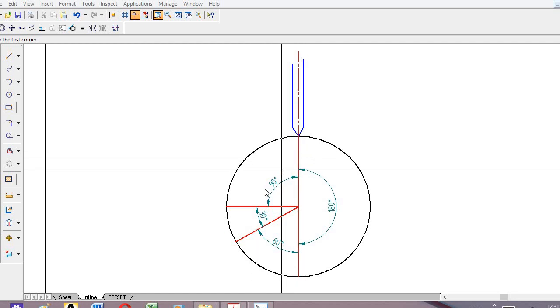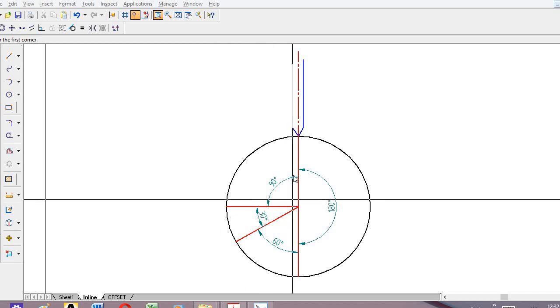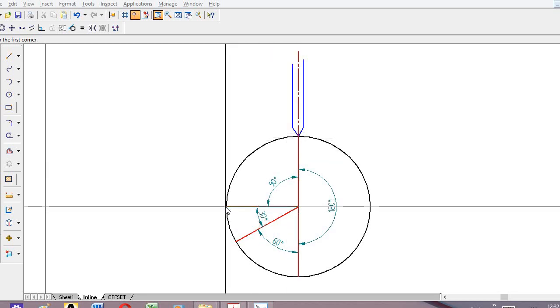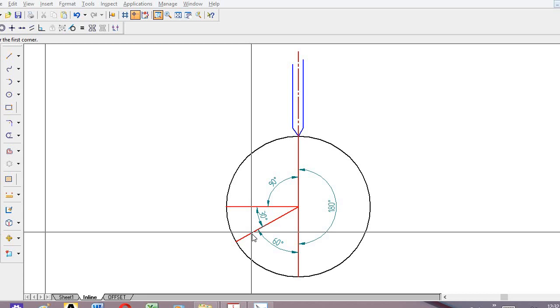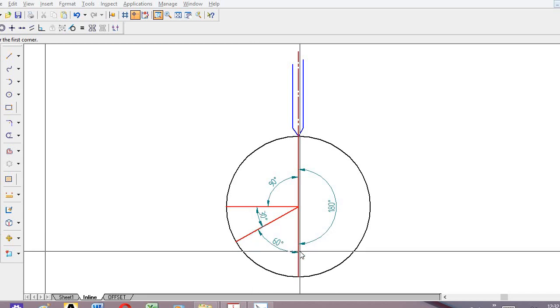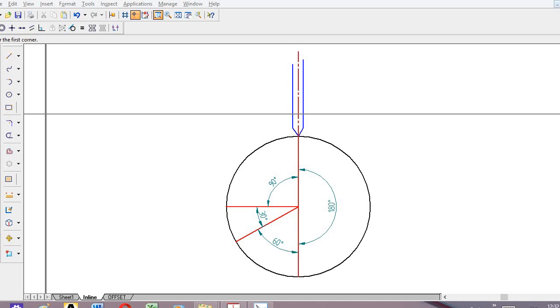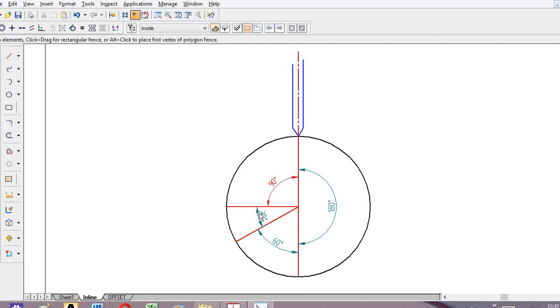So we will measure 90 degrees and draw one line, so that from here to here it is the angle of ascent, and similarly 30 degrees is the angle of dwell, and the remaining 60 degrees is the angle of descent. So these angles we measure: 90 degrees, 30 degrees and 60 degrees, and the remaining 180 degrees will be dwell 2, which means the follower is idle again. Here the angle of ascent we will divide into 6 equal divisions, and similarly the angle of return we will divide into 6 equal divisions.